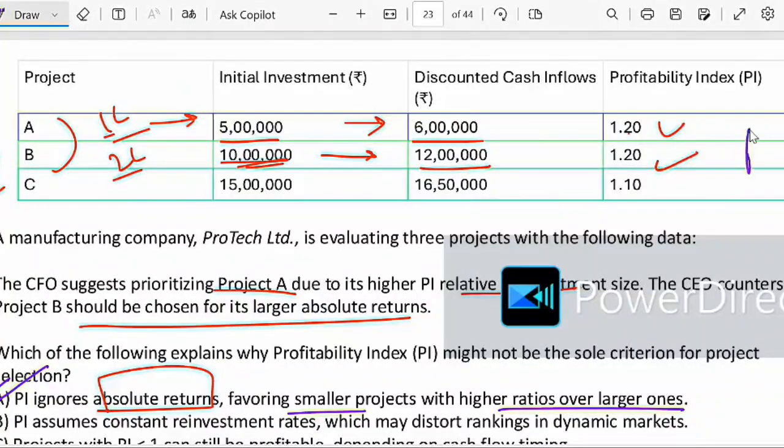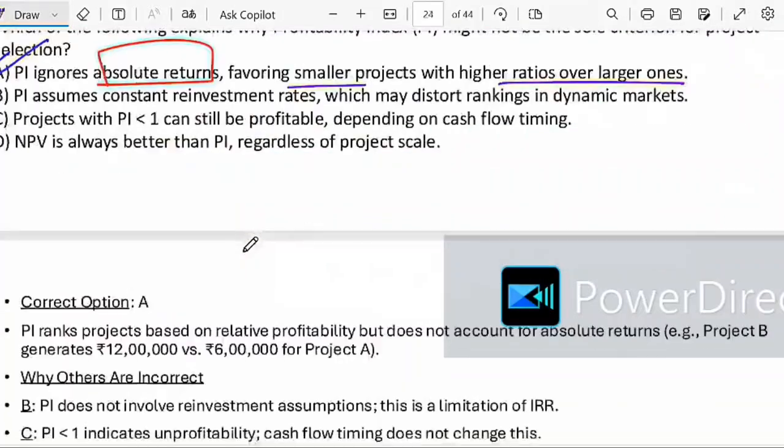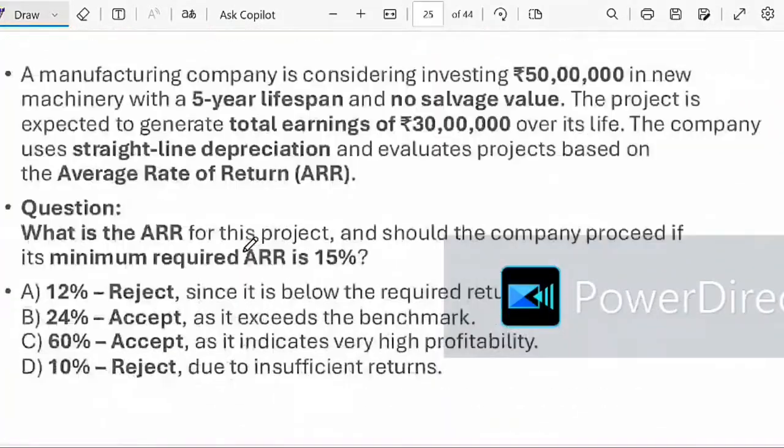So what we do, we use PI plus NPV, right? Both are used simultaneously to make a smarter decision. To make a smart decision, we use profitability index as well as NPV. That is what we do. So option number A is the correct answer here. It ignored the absolute return. That is the limitation of PI, right?